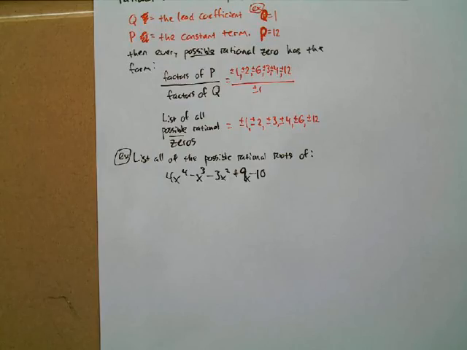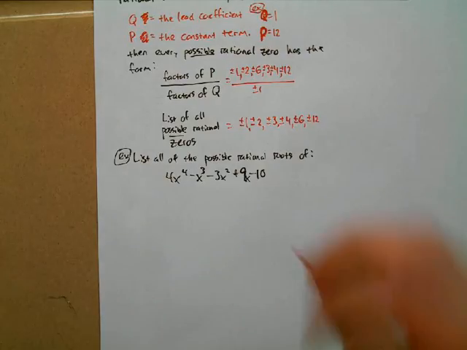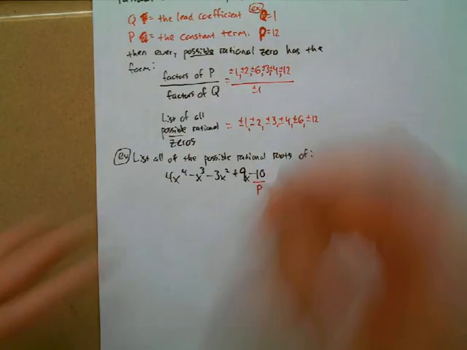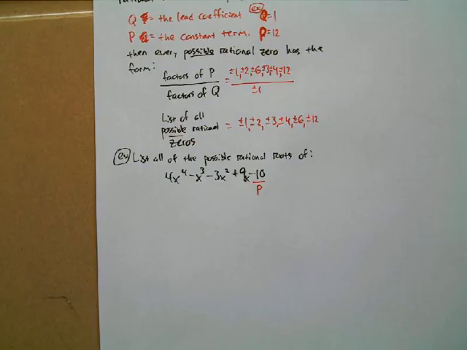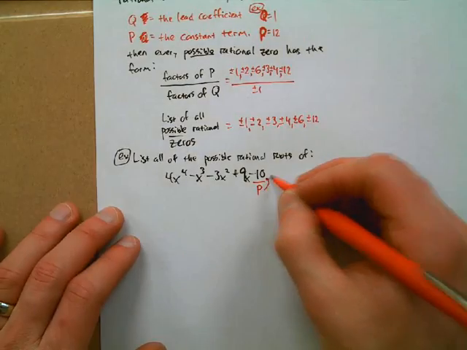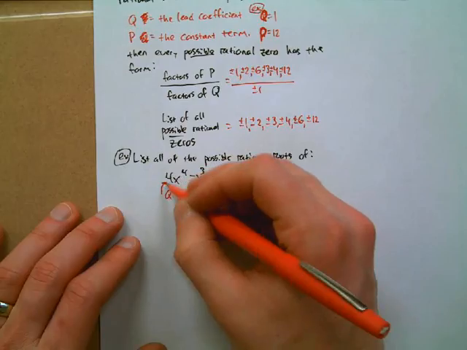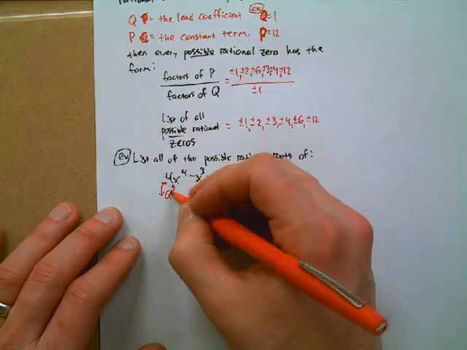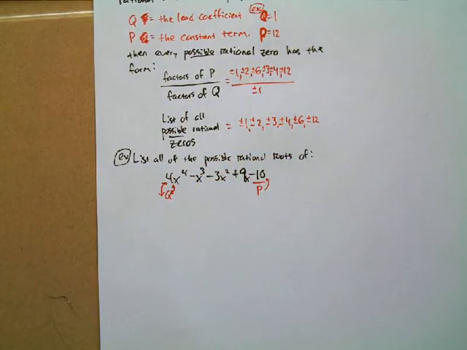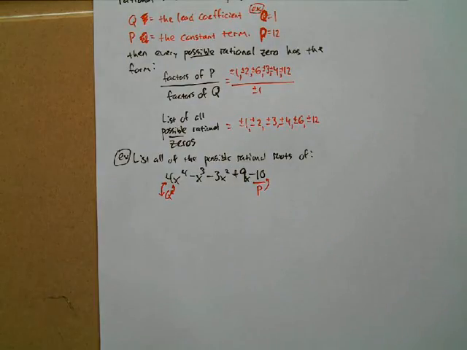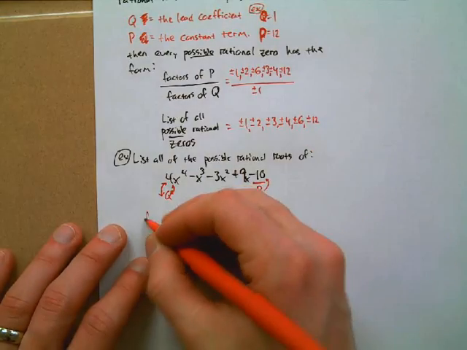Okay, so we have to identify our P's and Q's, right? Jordan, what's our P here? What number is our P? 10. The negative 10, or just 10 is fine. Yep, so there's P. Okay, Jordan, what's the Q? Okay, Q is 4. P is negative 10. So now you need to list the factors of P, and then divide that by the factors of Q.